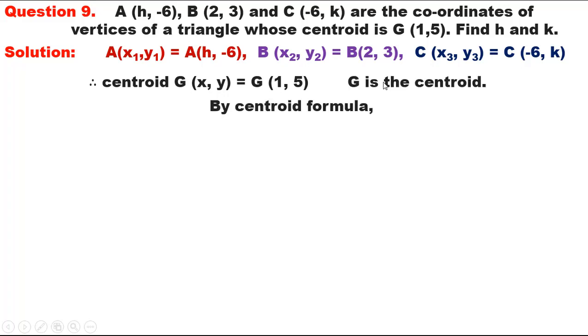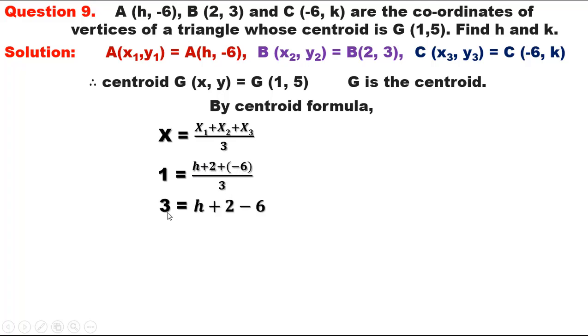G is the centroid. By the centroid formula, the x coordinate is equal to (x1 + x2 + x3) divided by 3. 1 = (h + 2 + (-6)) / 3. 3 = h + 2 - 6. 3 = h - 4. h = 3 + 4. h = 7.